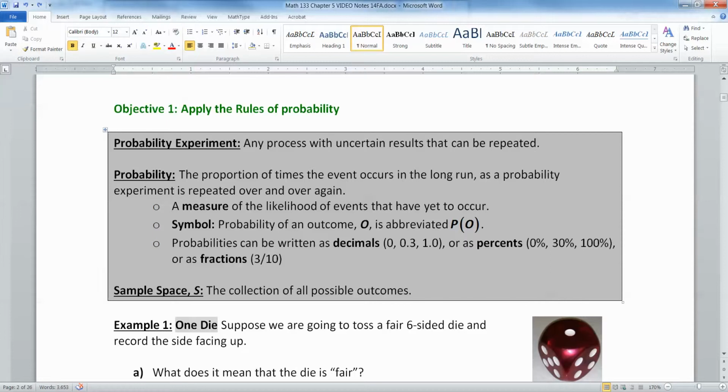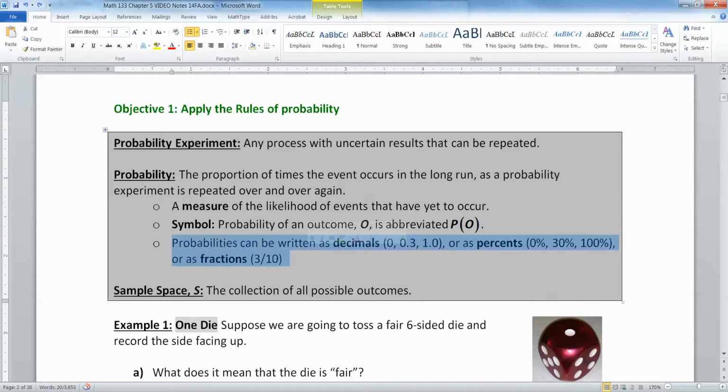There are a lot of things wrapped up in that definition. It's a measure of the likelihood of events that have yet to occur, right? A measurement of the future. The symbol for it is a capital P. So the probability of an outcome O is abbreviated as capital P of O, for event O or outcome O. We write probabilities in a few different ways: as decimals, as percents, and as fractions. And the vast majority of the time, we're going to write them as decimals, because decimals are the easiest of those three number types to work with.